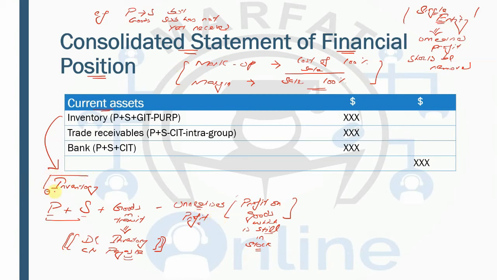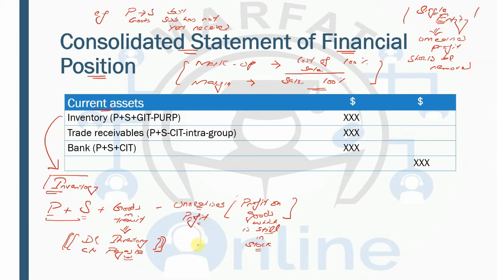So when you are dealing with the inventory, take parent's inventory from individual financial statements, take subsidiary's inventory from individual financial statements, and then there will be the goods in transit, which has not been recorded, so you're going to record it along with the corresponding payable, and unrealized profit will be removed.